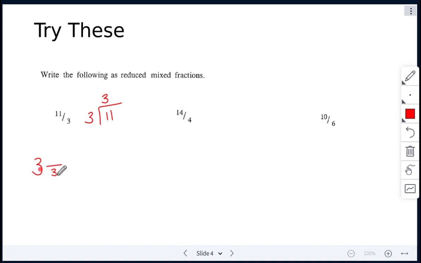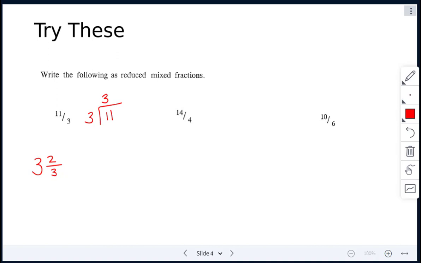So we can multiply 3 times 3 is 9. How many more do we need to get to 11? We would need 2 more. So our answer is 3 and 2/3. Okay, our next question is 14 over 4. So I'll give you guys some time to try that one.